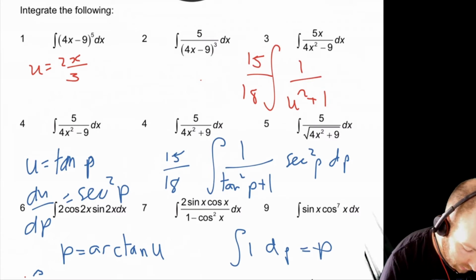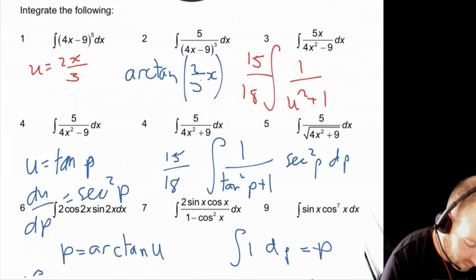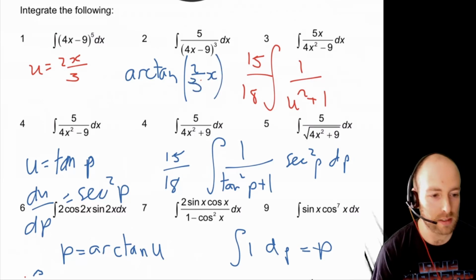So we get arctan u as our answer, then u is 2/3 x. So our answer is arctan 2/3 x.